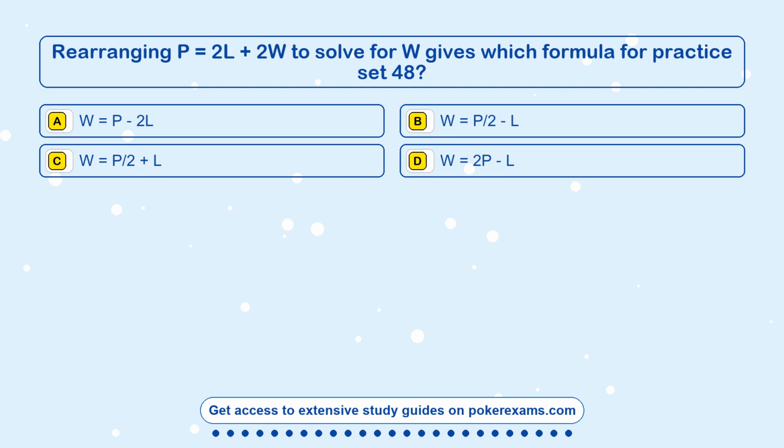Question 11. Rearranging P equals 2L plus 2W to solve for W gives which formula for practice set 48? Option A, W equals P minus 2L. Option B, W equals P slash 2 minus L. Option C, W equals P slash 2 plus L. Option D, W equals 2P minus L.